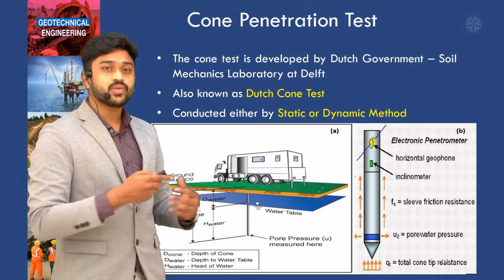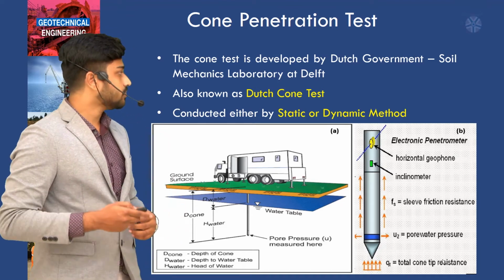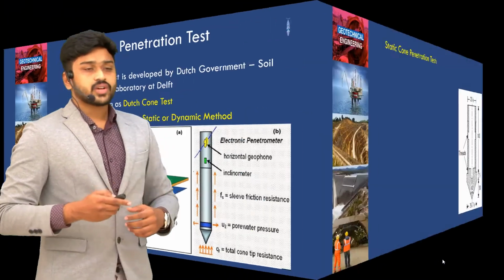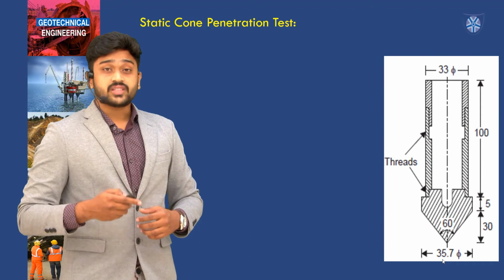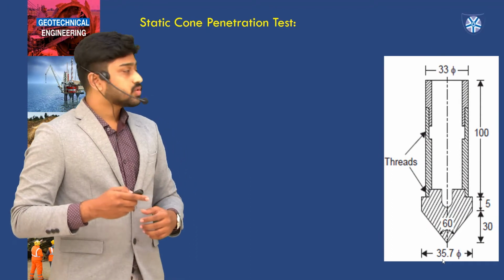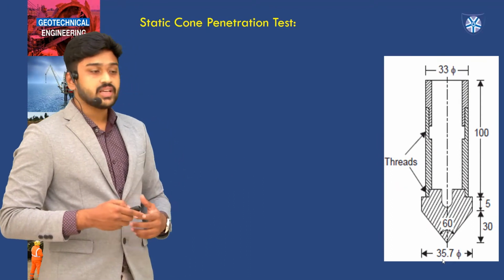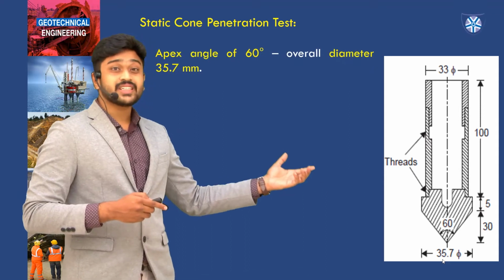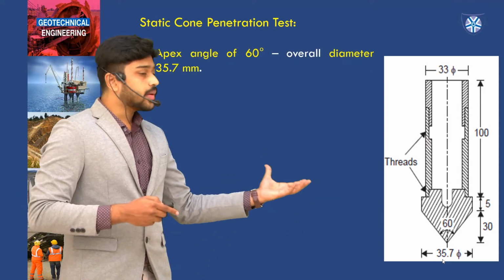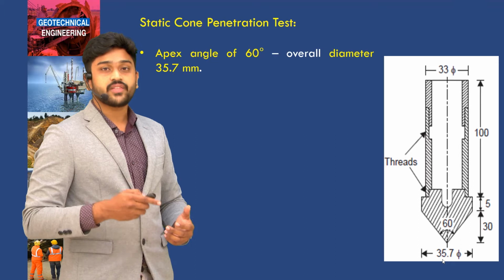Okay, so we will look at this more in detail now. Coming to the standard or the static cone penetration test, if you look at the diagram in general, the apex angle that is present is 60 degrees and the diameter is 35.7 mm.